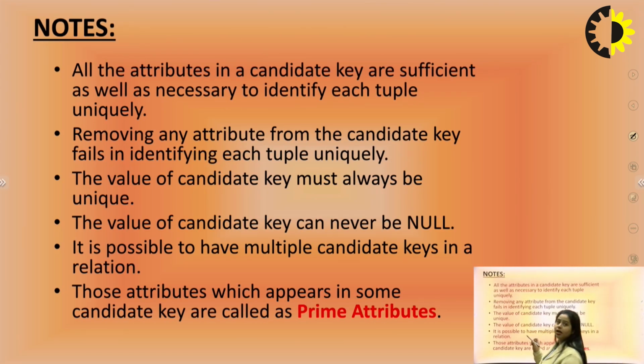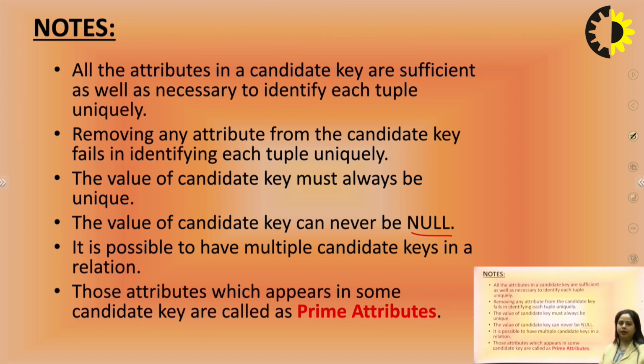Next, removing any attribute from the candidate key fails in identifying each tuple uniquely. Next one, the value of candidate key must always be unique. The value of candidate key can never be null. It should never be null. It is possible to have multiple candidate keys in a relation. Next one, those attributes which appear in some candidate key are called prime attributes.